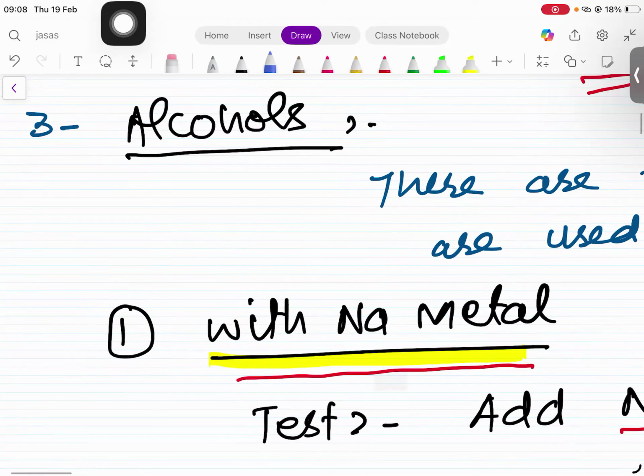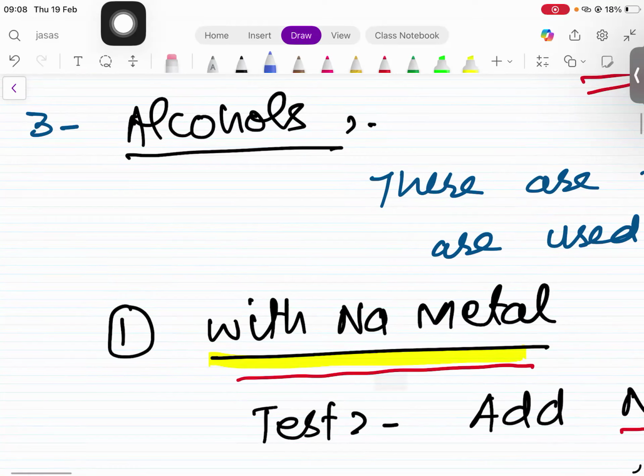Next come to the aldehydes and ketones. They are the tricky ones, right? So now I would like you to pay attention. Look at this. There is a chemical which is known as 2,4-DNPH. The full name is 2,4-dinitrophenylhydrazine. Once you add this chemical, and if the suspected compound is either an aldehyde or a ketone, it's going to give orange precipitates. Which precipitates? Orange precipitates, right?